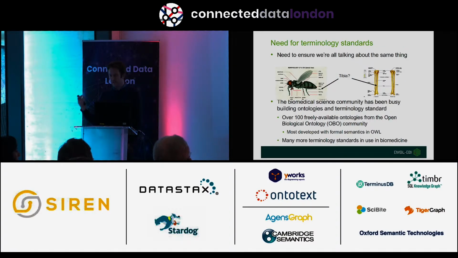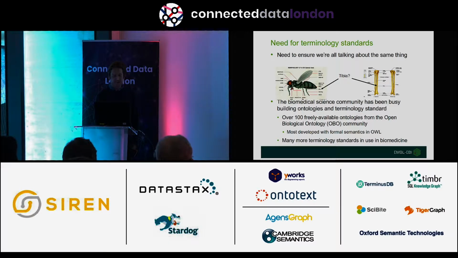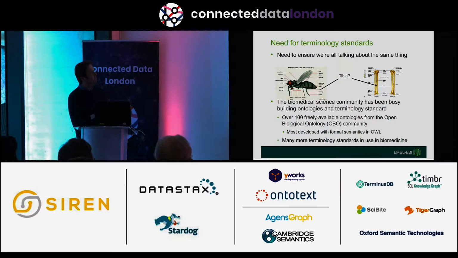So there's obviously a terminology challenge here. We want to try and understand what people are talking about so that we can integrate these data sets, and we need to be sure that people are talking about the same thing. We've got an example here of a word like tibia. Well, this has a meaning in human bones that's slightly different to the meaning when you're looking at fruit flies. And we have to understand that there's a context around this word.